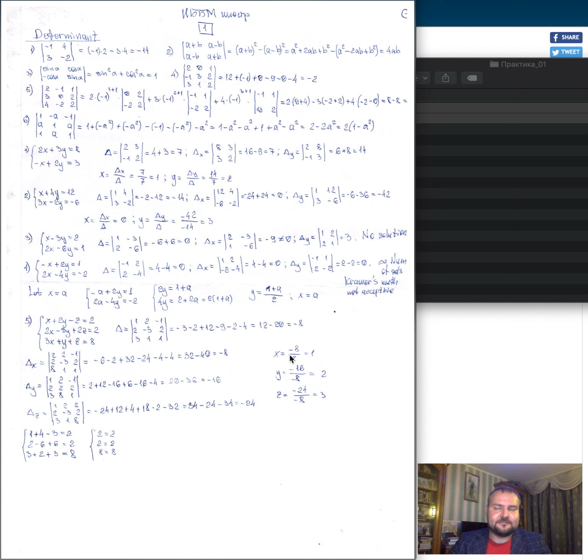And here I checked the final answer. I put the found x value in the system, y in the system, z again in the system, and I see that 2 equals 2, 2 equals 2, 8 equals 8. So I see that my found solution is correct.